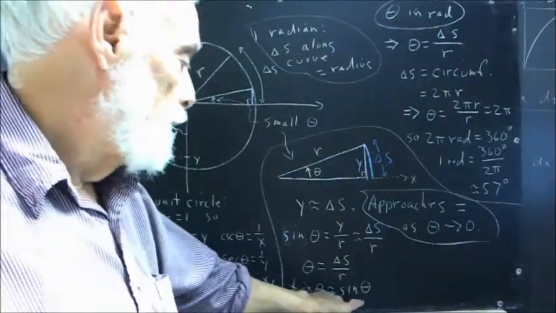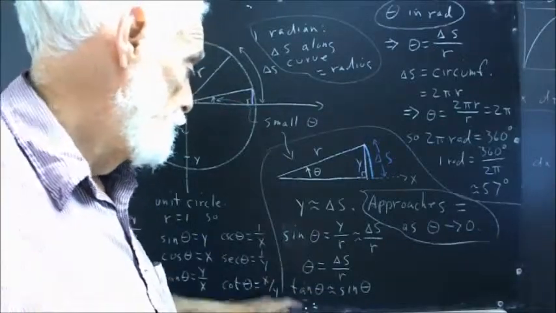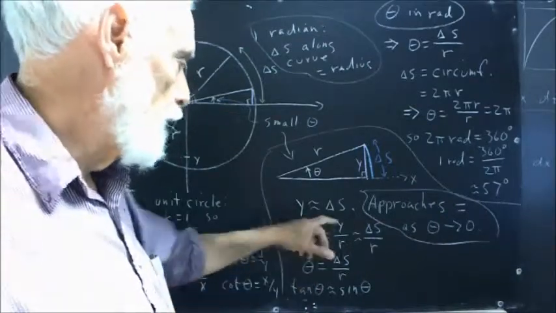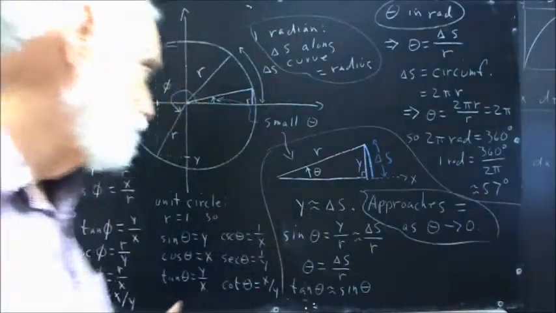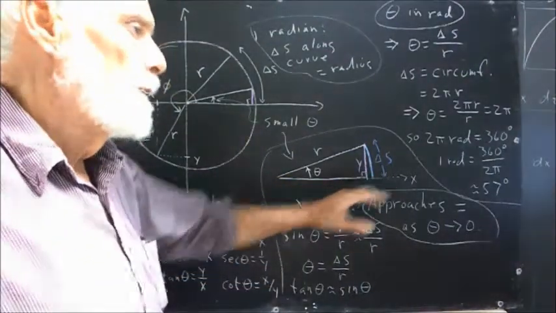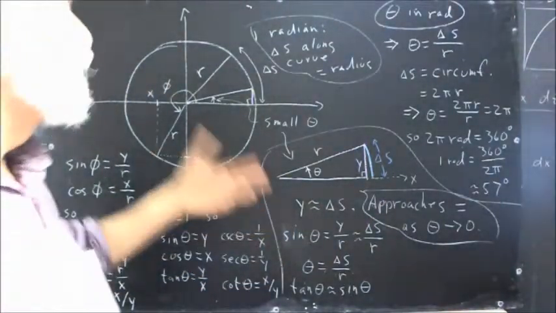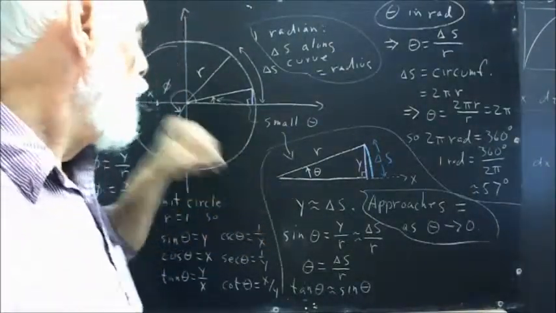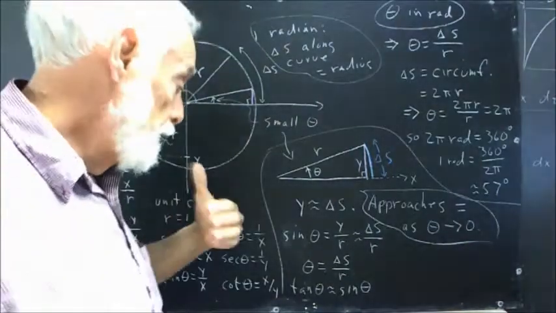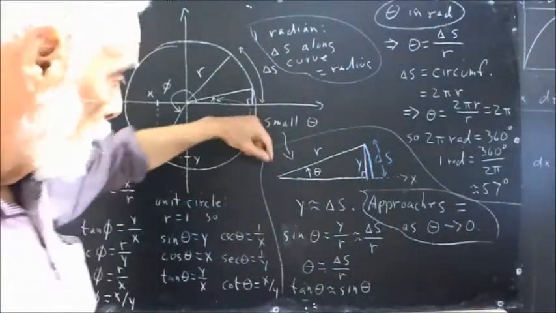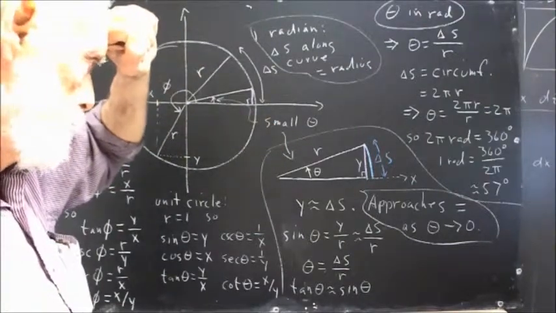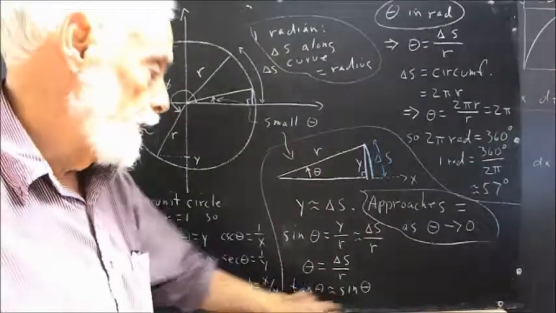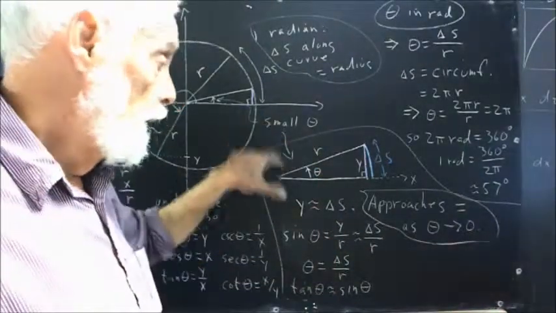And tangent of theta is approximately equal to sine theta then, since tangent of theta is y over x. For small angle, we showed in the video that immediately preceded this one that x is approximately equal to r, and then it follows that tangent of theta is approximately equal to sine theta for small theta.